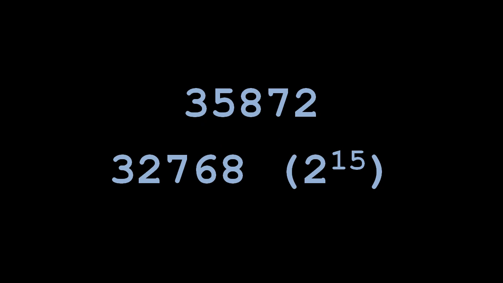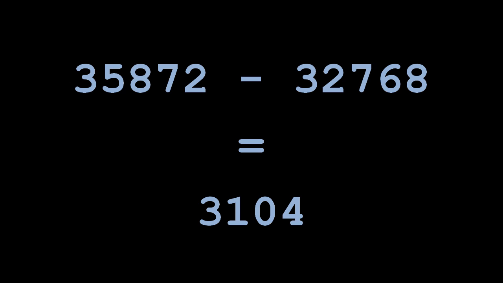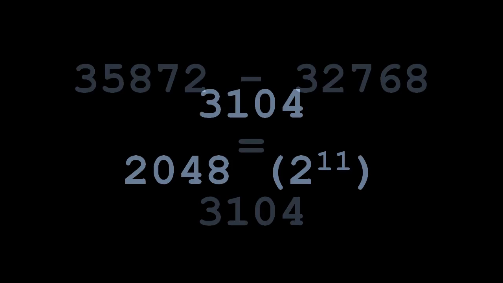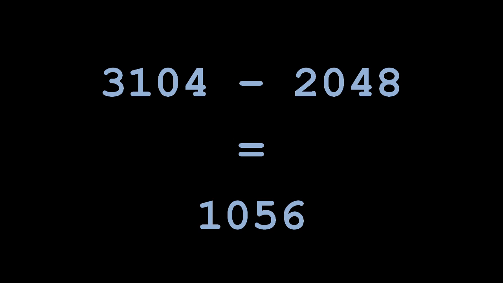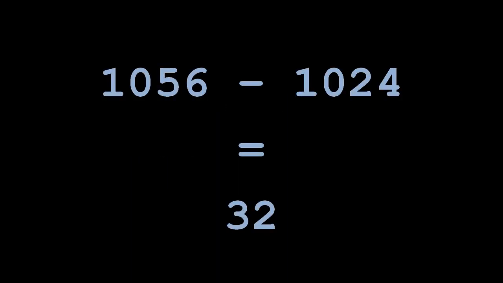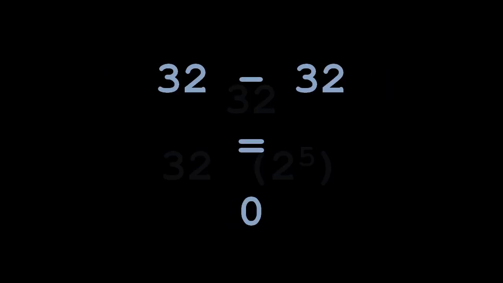For example, converting decimal 35,872 to binary, the largest power of 2 that fits is 2 to the 15th, 32,768. Once we then subtract out 32,768, we're left with 3,104, in which the largest power of 2 that fits is 2 to the 11th, 2048. Subtracting out 2048 leaves us with 1,056, in which the largest power of 2 that fits is 2 to the 10th, 1,024. Subtracting out 1,024 leaves us with 32, in which the largest power of 2 that fits is 32 itself. Subtracting out 32, of course, leaves us with 0, so we found all the powers of 2.